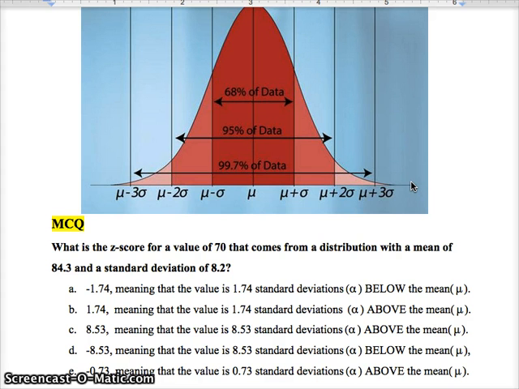So here is your multiple choice question. The z-score for a value of 70 that comes from a distribution with a mean of 84.3 and a standard deviation of 8.2. Find the z-score and then describe what it means being standard deviations above or below the mean. You may want to look back in the formula we just used. You'll be given that formula on your formula sheet. So pause now, answer your multiple choice, and then push play.